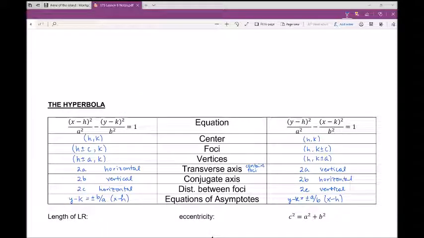For the horizontal case, let's draw some axes here, and let's say that our center is maybe right there. What's going to happen is a and b are going to determine a box around this center, sort of like when we graphed an ellipse, except you're not going to connect those dots to form an ellipse, you're going to connect them to form a dotted box. So we'll end up with a box shape that looks something like this.